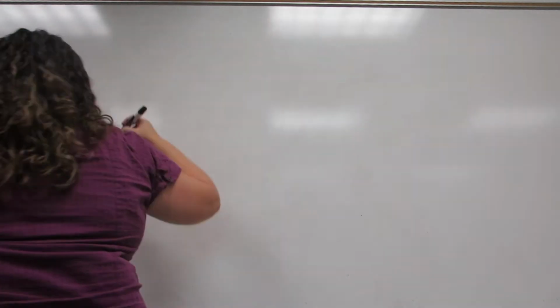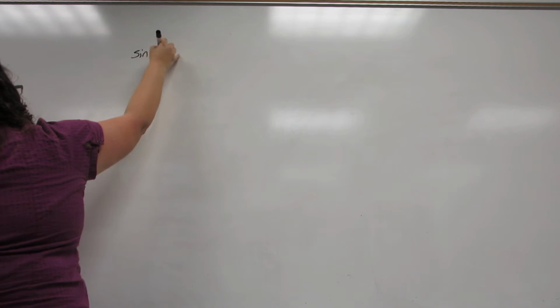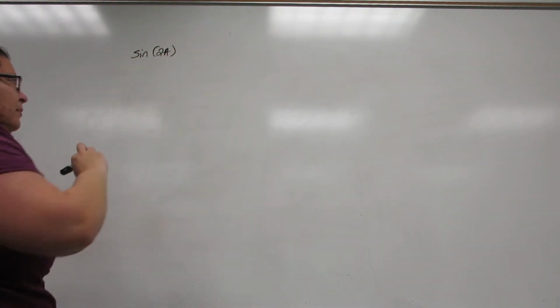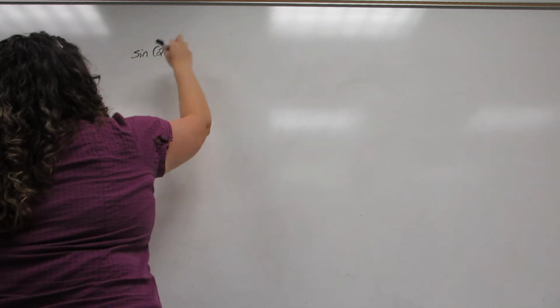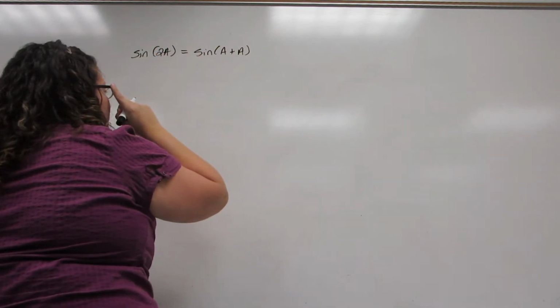Continuing with learning about trigonometric identities. Okay, we're going to return to sum and difference identities because I want to compute sine of 2a. What if I want to be able to double an angle? Well, I can think of this as sine of a plus a.